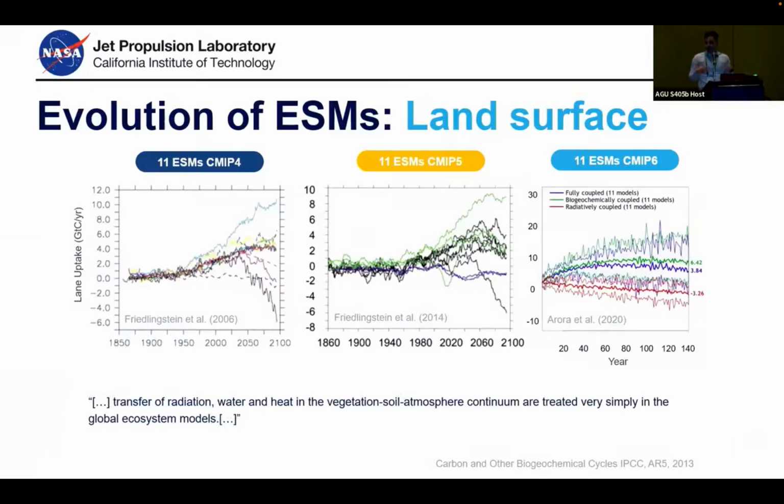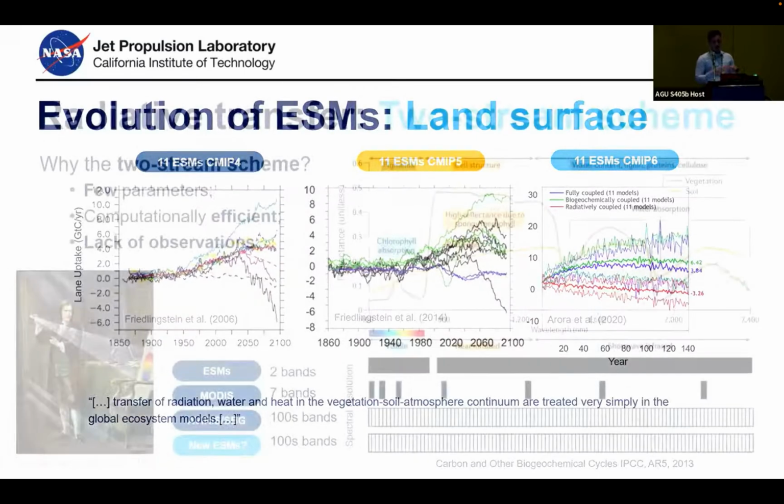The reasons for this non-convergence are innumerable, and we could spend the whole AGU talking about that: parametric versus structural uncertainties in those models. But I would like to call your attention to the first reason given by the IPCC report, which is that the transfer of radiation, water, and heat in the vegetation-soil-atmospheric continuum are treated very simply in these Earth system models. And what do we mean by very simply?